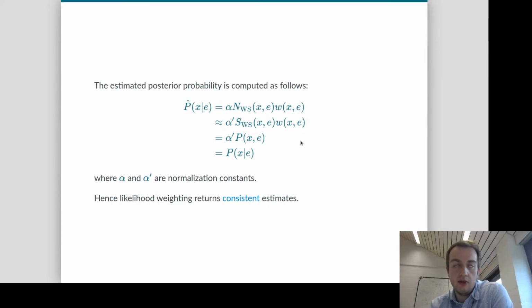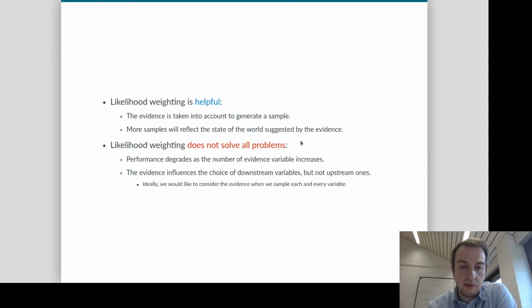And so this is nice because now we are generating samples and we do that by also taking into account the evidence values. While before with rejection sampling we were not taking into account the value of E to sample. Here we take them into account. So this is helpful. The evidence is taken into account to generate samples.